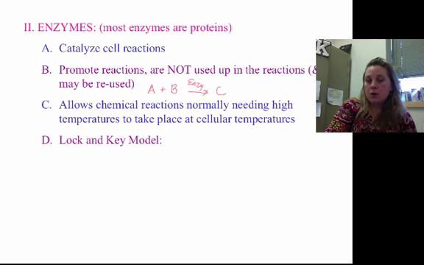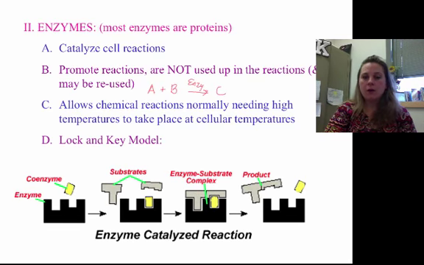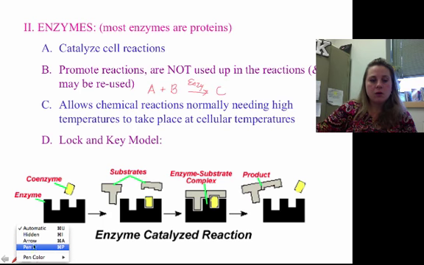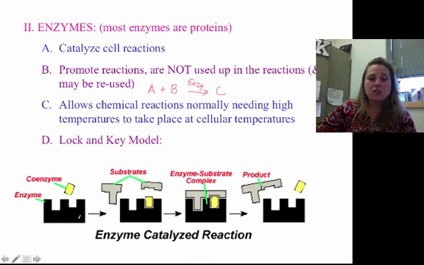So here's kind of the way that they work. Now you're going to want to get this diagram down. Okay, so you might want to pause and jot this down before we continue. This is known as the lock and key model. Okay, so the way an enzyme works is, and you don't have to worry too much about the coenzyme piece, all coenzymes do is they let a reaction happen a little bit better by making the enzyme fit what it's doing.